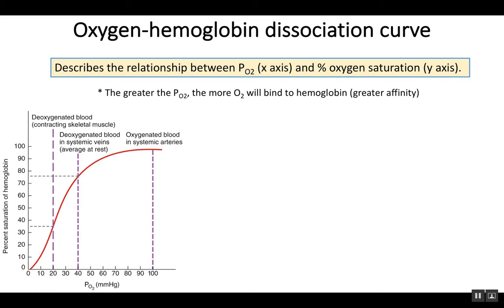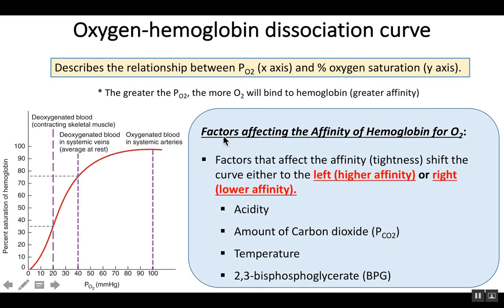This graph is going to help us understand factors that affect the affinity of hemoglobin for oxygen. So when we look at this curve, we're going to look at what are some things that shift the curve either to the left, which would be things that make the affinity greater. It increases the affinity.